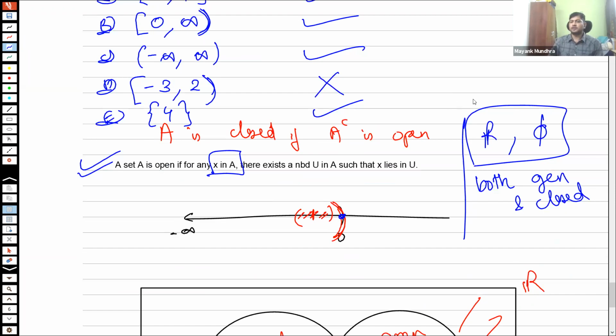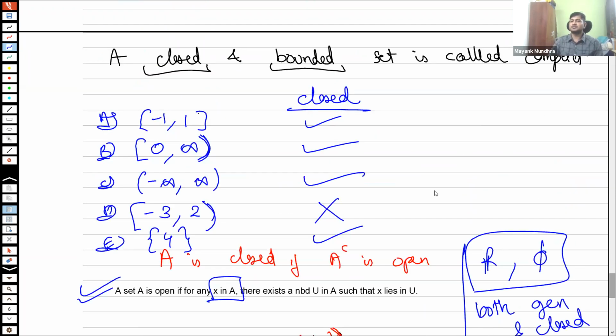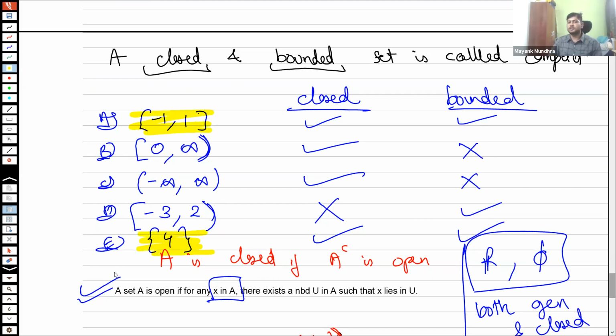Now let's talk about boundedness. Boundedness is easy to check. You should not see infinity or negative infinity. So I know that this is bounded, this is not bounded, this is not bounded, this is bounded, this is bounded. So when I talk about closed and bounded, it's going to be this set and this set. These are the only two sets which are both closed and bounded. So these two sets are going to be called compact sets.